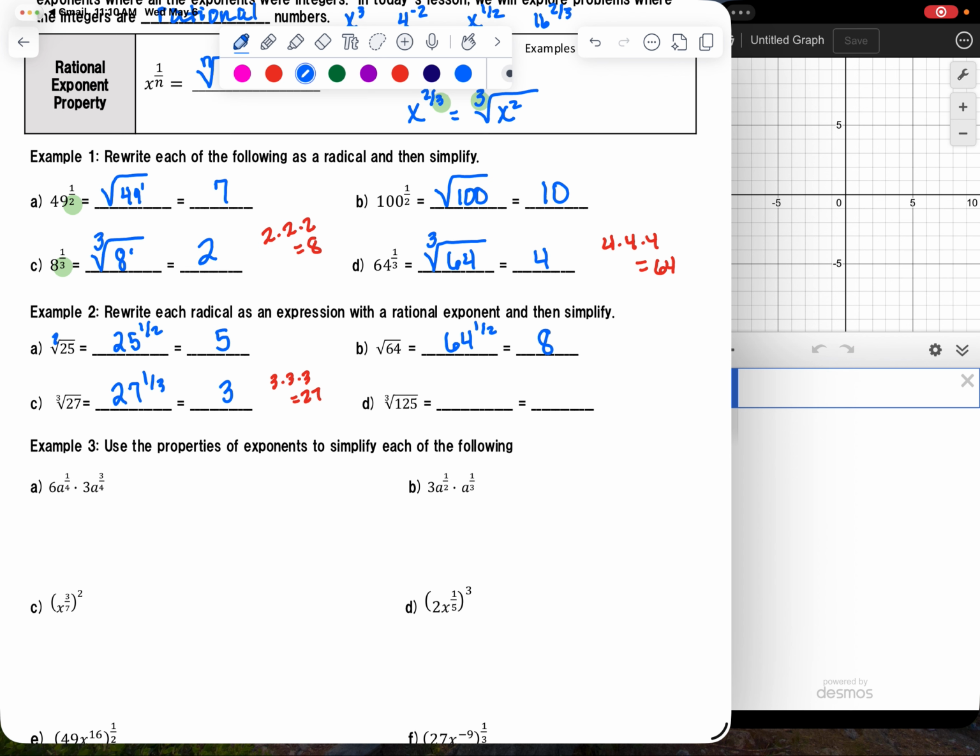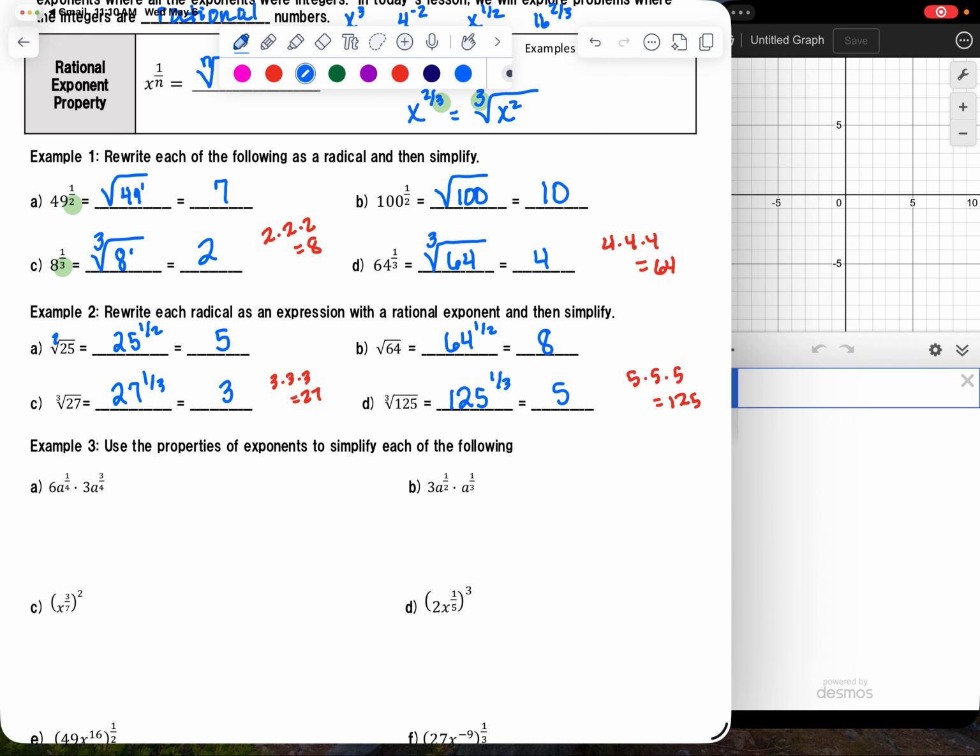All right, welcome back. Hopefully you rewrote this as 125 to the 1/3 power. So the cube root of 125 is equivalent to 125 to the 1/3 power, which is equivalent to 5, because 5 times 5 times 5 is equal to 125.